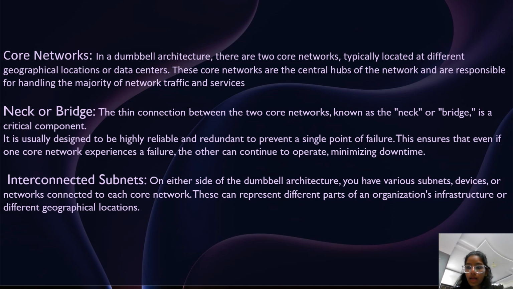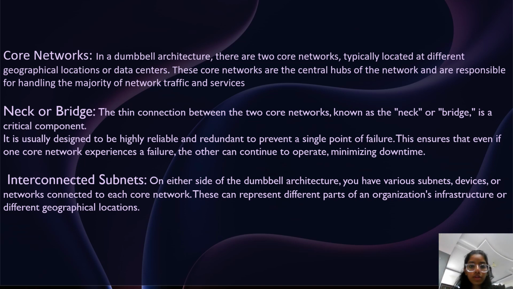It consists of two large switches or routers. They are connected by a high speed backbone with multiple smaller switches and routers connected with the large switch. And there are different types like core network, neck or bridge, and interconnected subnets. In dumbbell architecture, there are two core networks typically located at different geographical locations and data centers. These core networks are the central hubs for the network and are responsible for handling the majority of the network traffic and services.